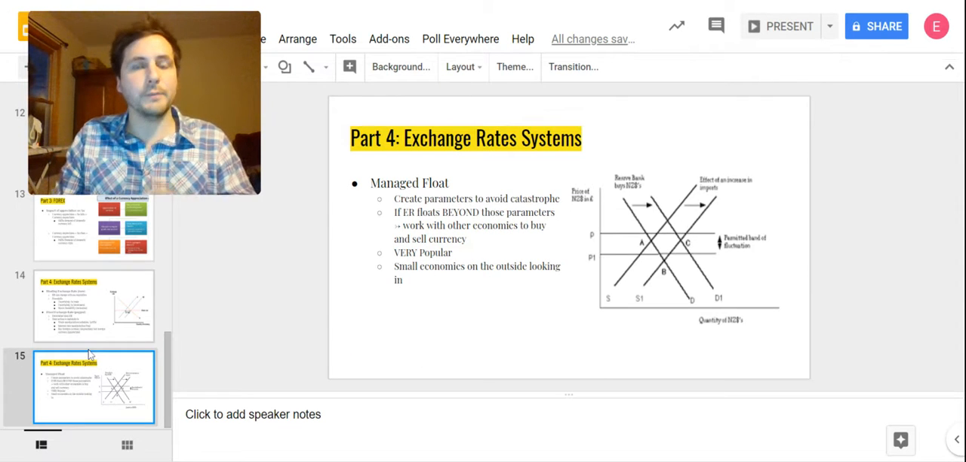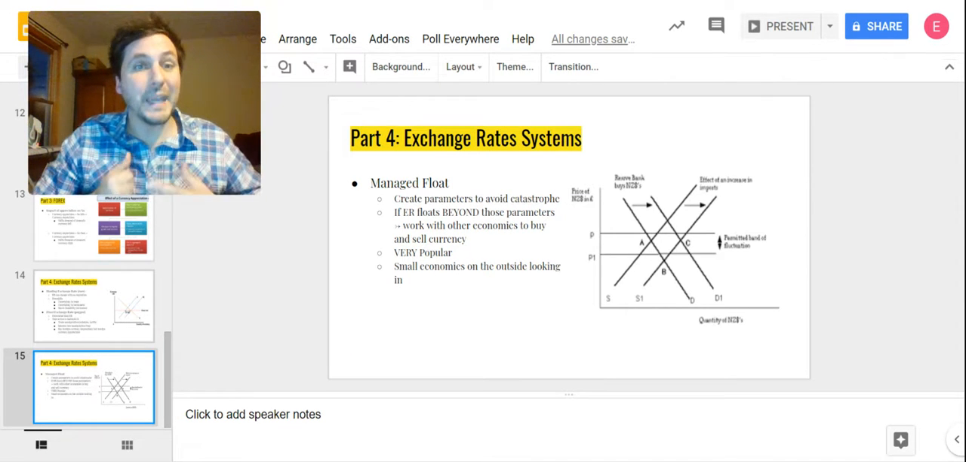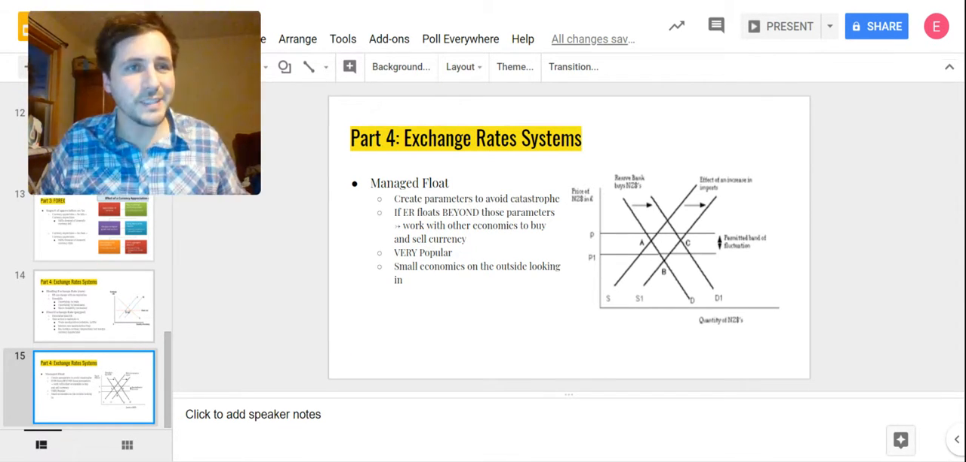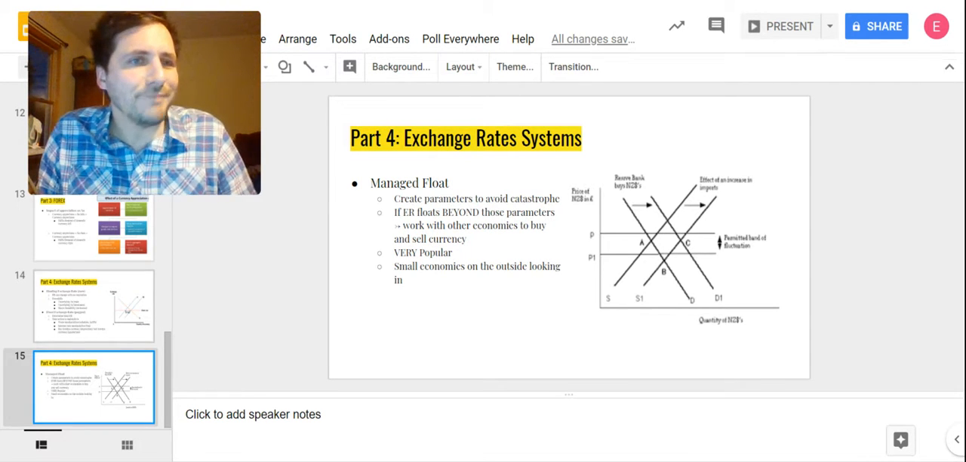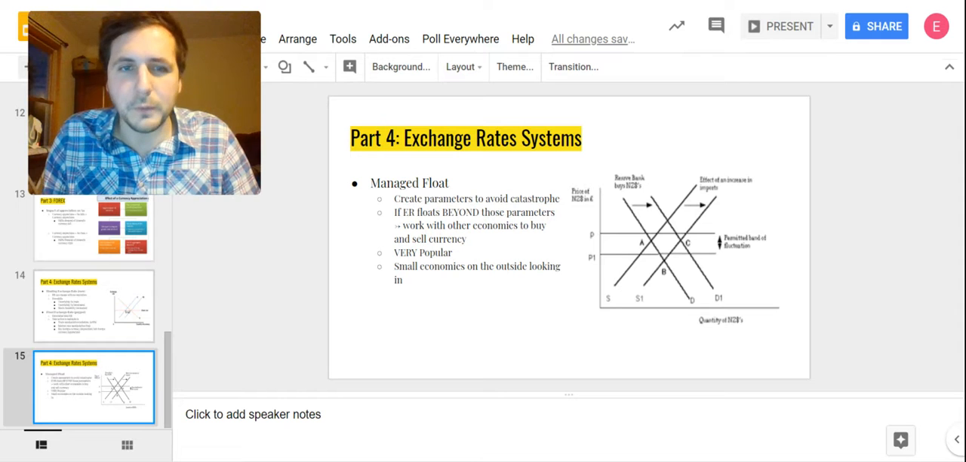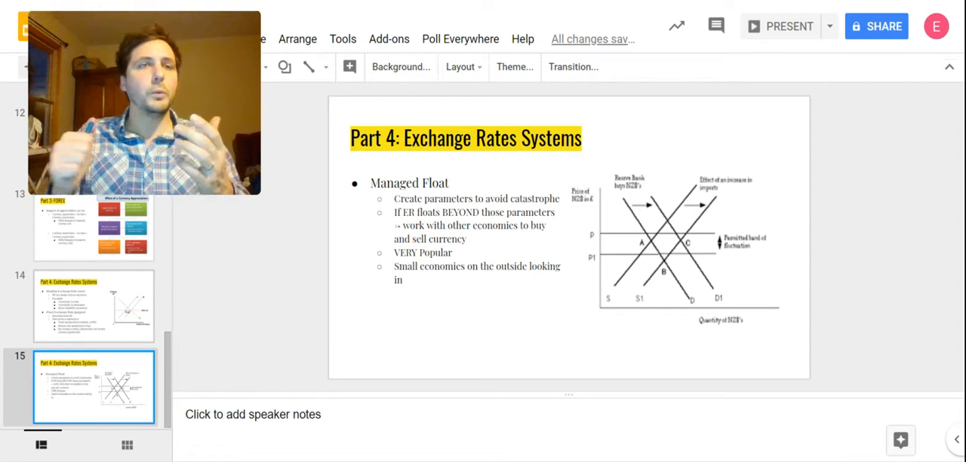Okay, final slide. The most popular is a managed float. And the managed float is basically instead of pegging your economy, which could cause a recession and is just counterintuitive and very difficult to do. Instead, we do a managed float.